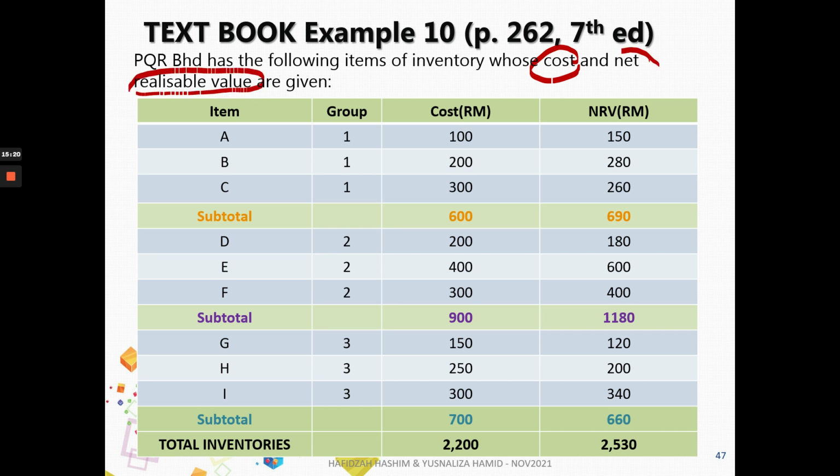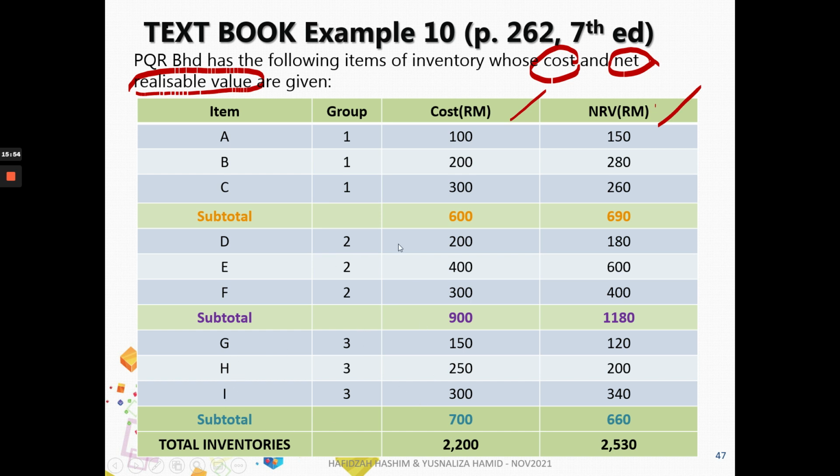So the NRV and the cost are given. You don't have to calculate. In other circumstances, you may need to do the calculation yourself. Here is the information on costs and the NRV. Remember, this is the one given, and you can see that there are 9 items here, A, B, C up till I. Items A, B, and C are under group 1, items D, E, F are under group 2, and items G, H, I are under group 3.